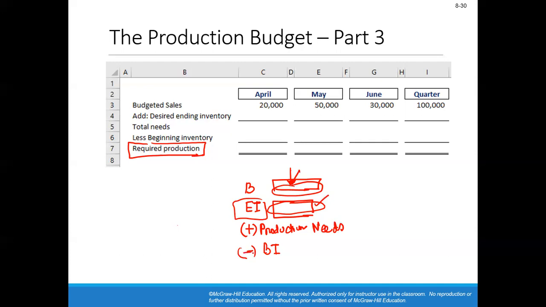Now, if I subtract the budgeted beginning inventory from the previous month, or from the beginning of this month, I will get the number which tells me what should be the required production in this particular month. Is it clear? Why are these numbers plus? Why is this number minus? Is it clear? Straightforward? Yes. Good to go.